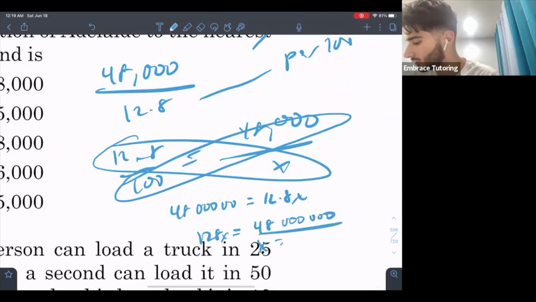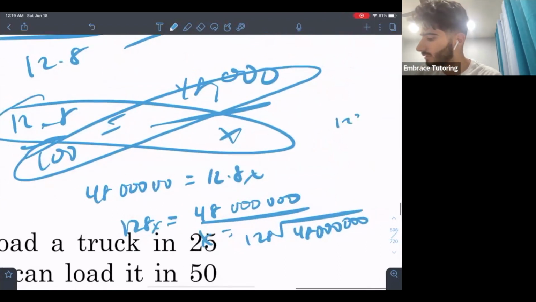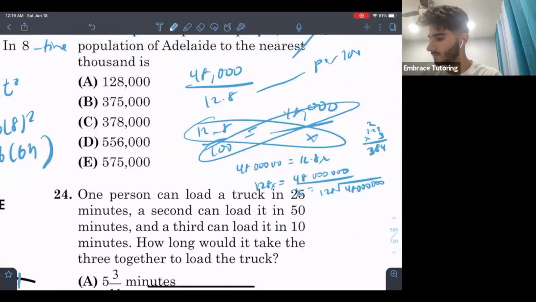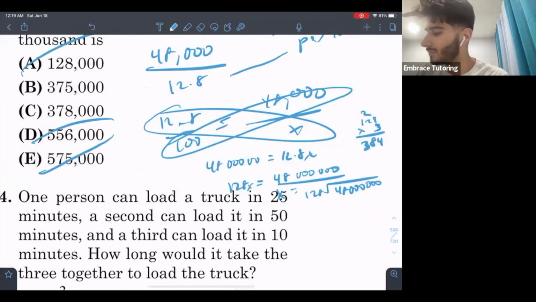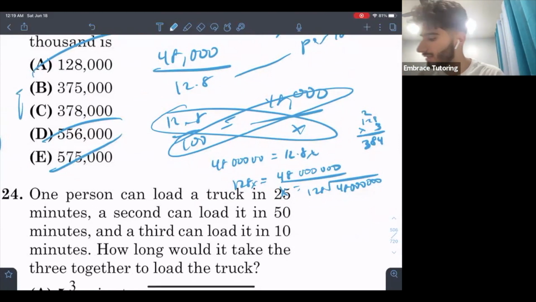So x is equal to 4,800,000 divided by 12.8, or 48,000 over 128. 128 times 3 is 384. So it can't be D, E, or A, because it has to start with 3 and be in the 300,000 to 400,000 range. So it has to be either B or C.